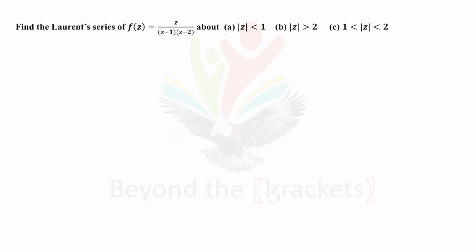For the first question, we are asked to find the Laurent series expansion of f of z. Before moving with the expansion, we first express the given function in partial fractions. F of z can be written as a by z minus 1 plus b by z minus 2.